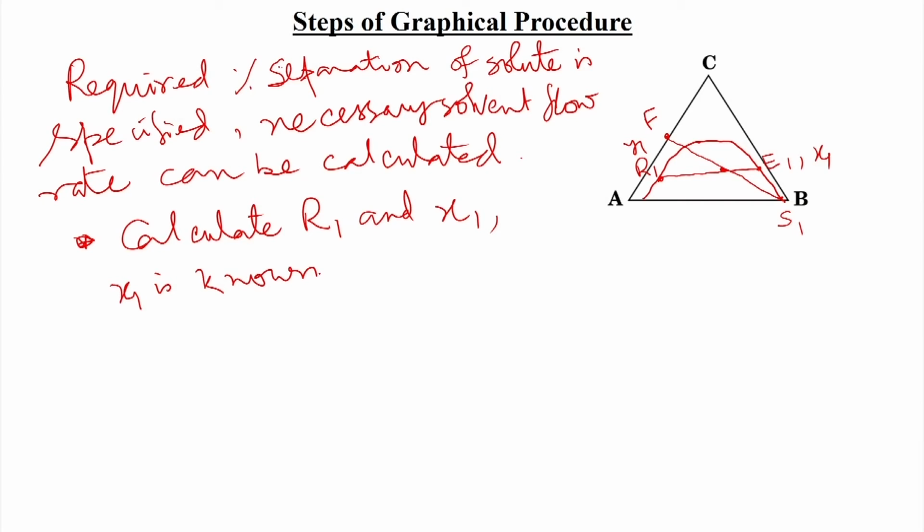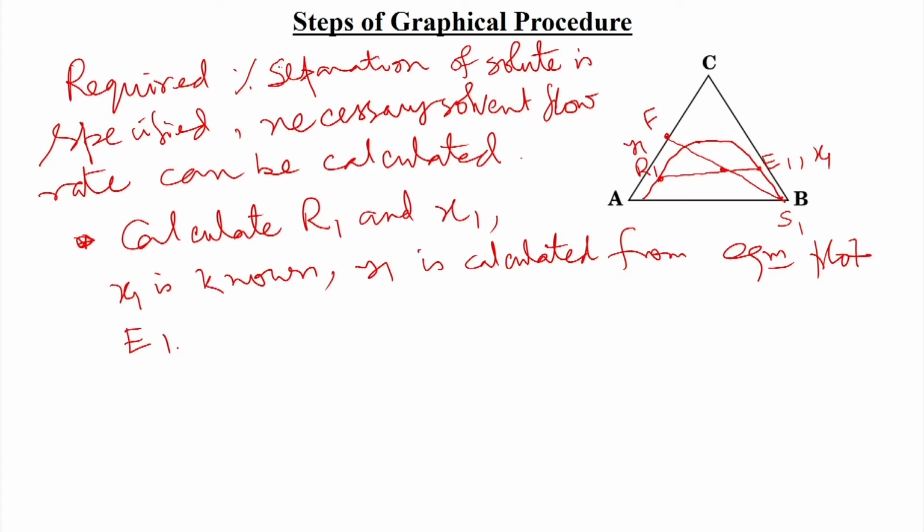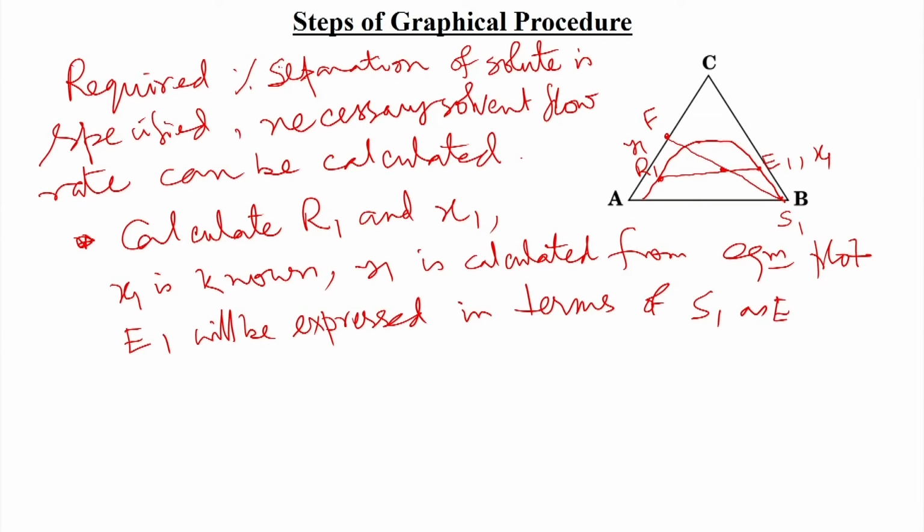So, we can say Y1 is calculated from the equilibrium plot, and then E1 will be expressed in terms of S1. We can say E1 is equal to F plus S1 minus R1, just from the material balance. So, this will actually involve the trial and error method.